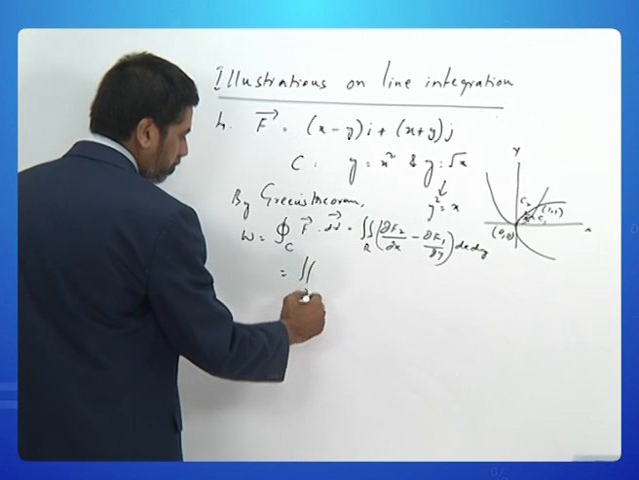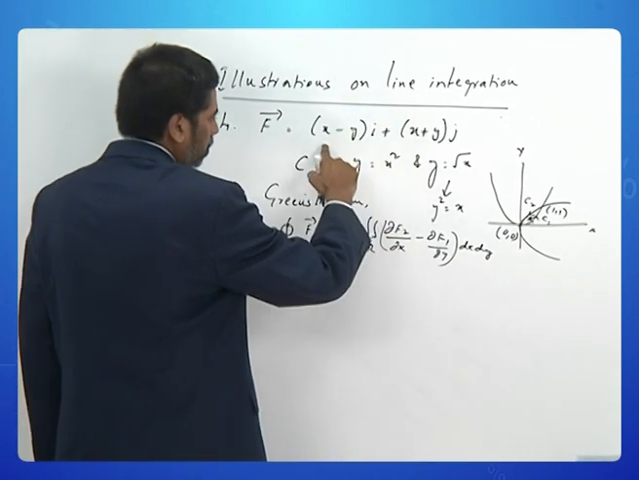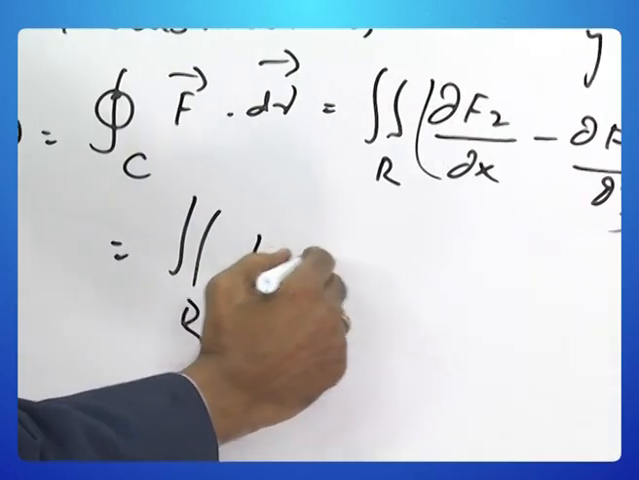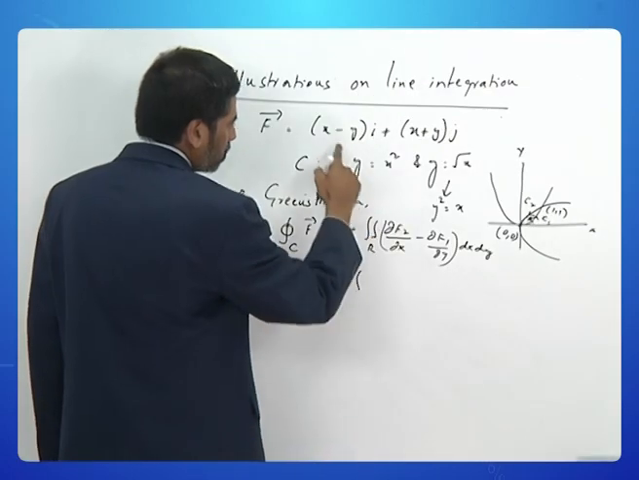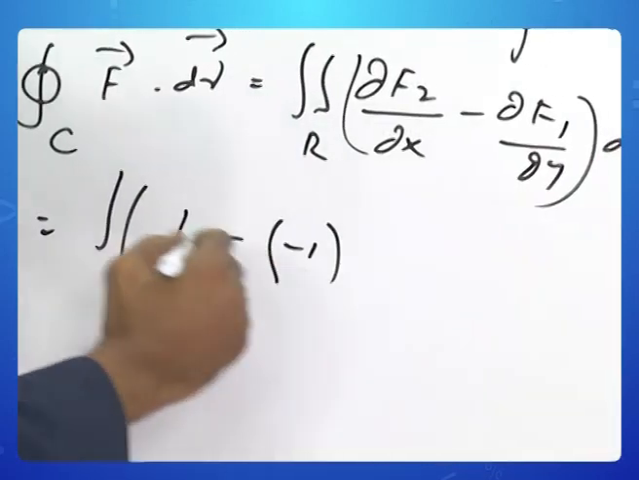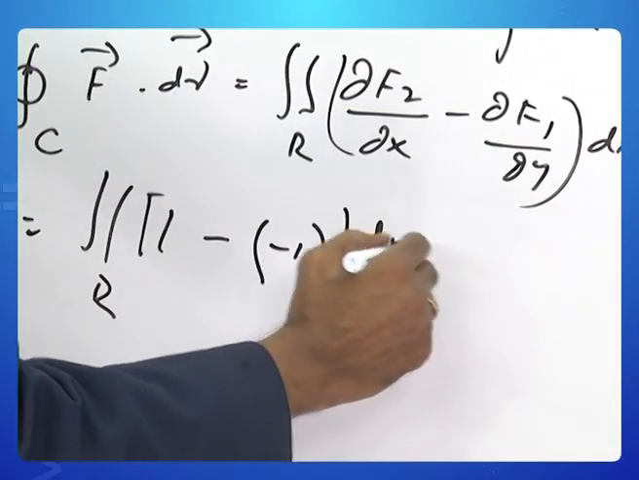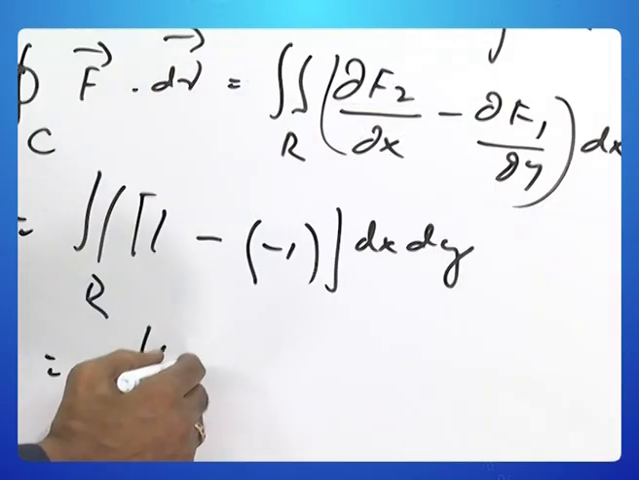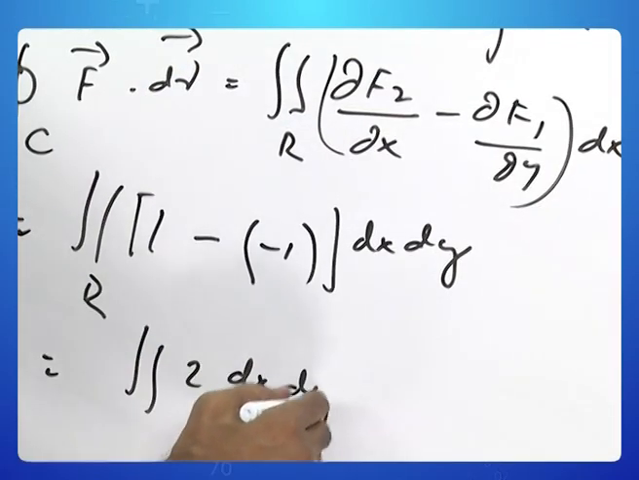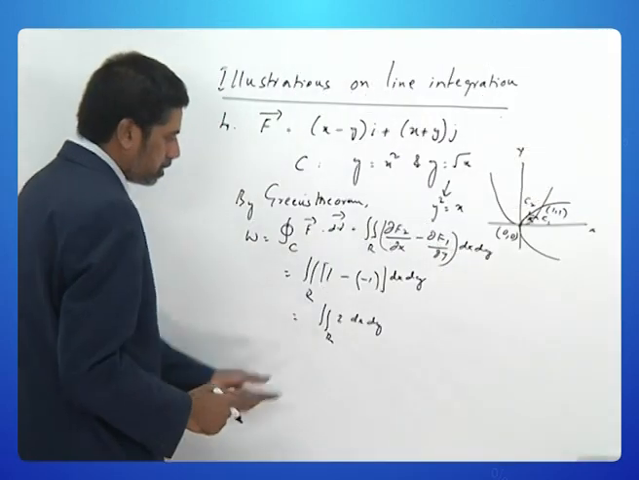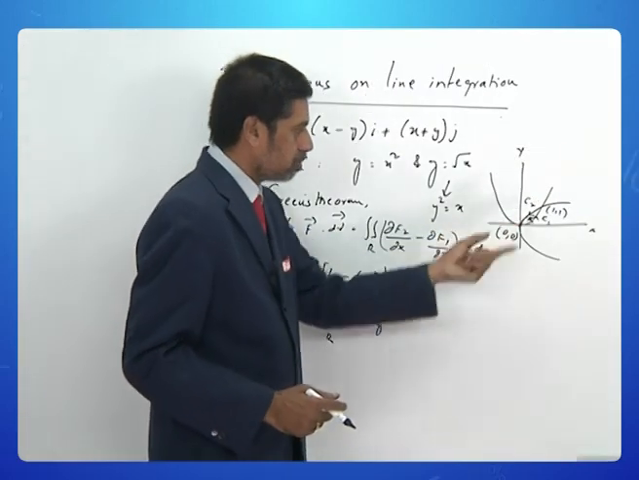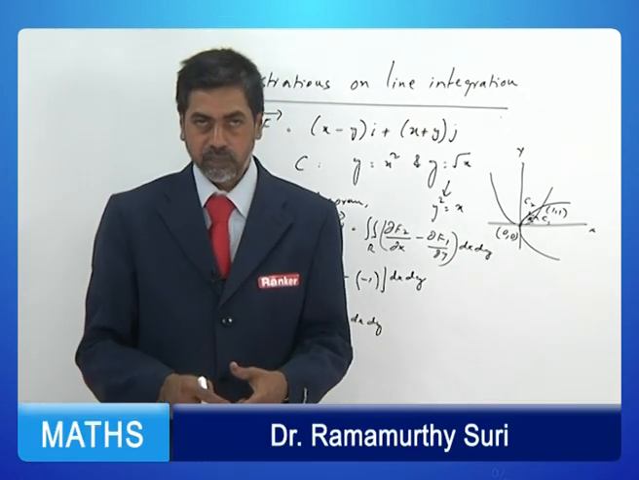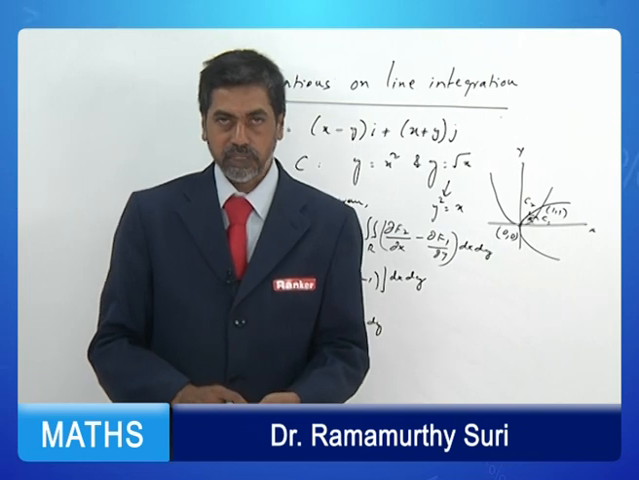So what do we get? This is f2, this is f1. f2 with respect to x, so you get 1, minus f1 with respect to y, you get minus 1. So this is nothing but double integral 2 dx dy. Actually this is 2 times the area of this region, but we are not sure what that area is going to be because it's not a standard region. So we'll actually perform double integration to get the result.